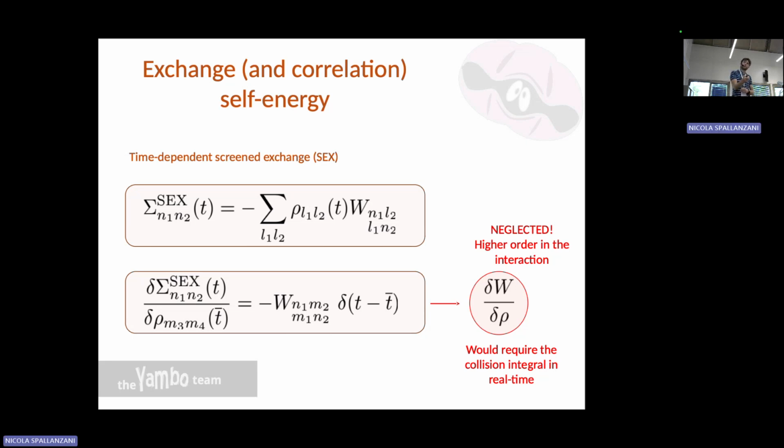Now to comment on this functional derivative: the first point is that it's static, but the second is that here we are assuming that this term is zero. In the linear response framework, the reason is that this term will lead to higher order terms in the W interaction. Also, in the real-time propagation, if we wanted to include this term, we should consider an interaction which is time-dependent, and this would require the use of the collision integral that I was showing at the beginning. So if we are not including any collision integral, this term is neglected in the real-time propagation.